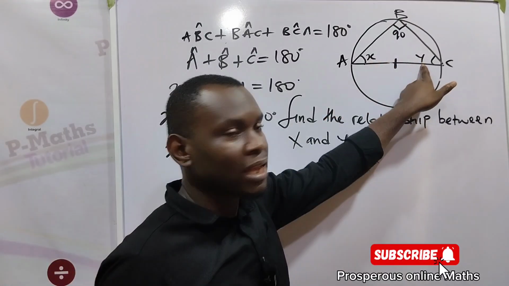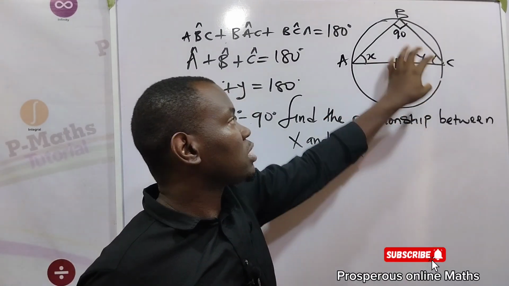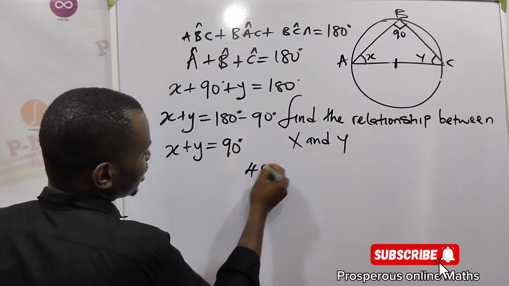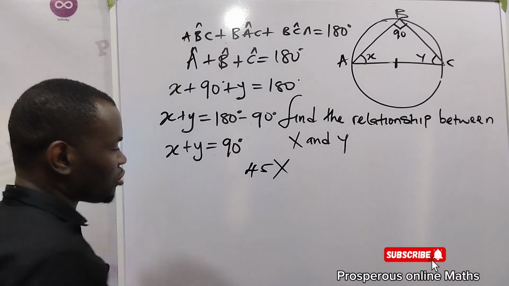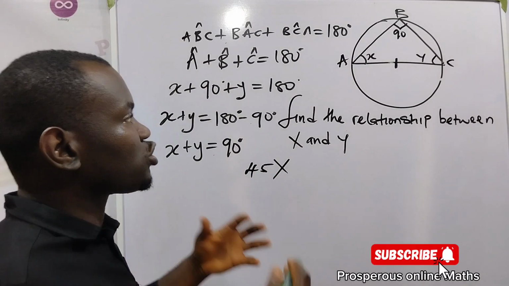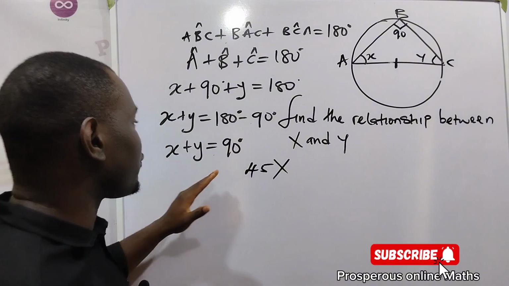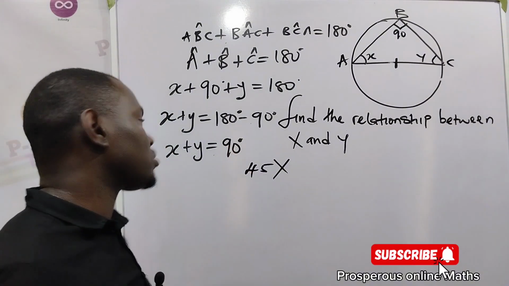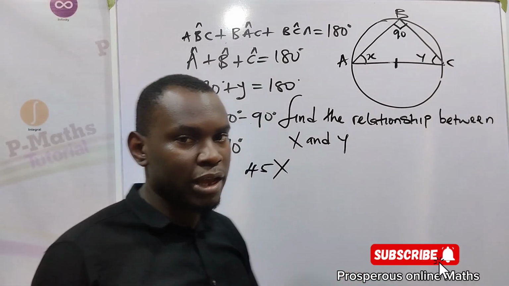That remainder can be distributed to x and y, even though we don't know the values because the triangle is not isosceles. So we cannot say that each of the angles is 45 degrees. This is wrong. All we know is that the sum of both of them will give us 90 degrees. So 90 degrees remains the relationship between x and y when they are added.